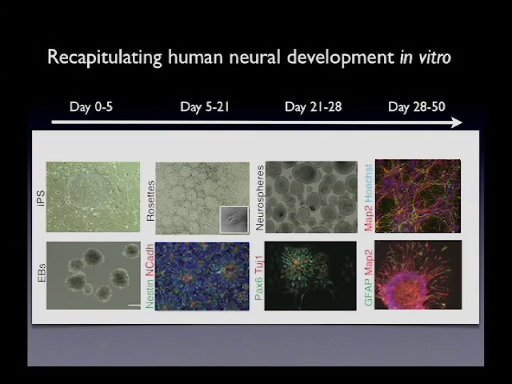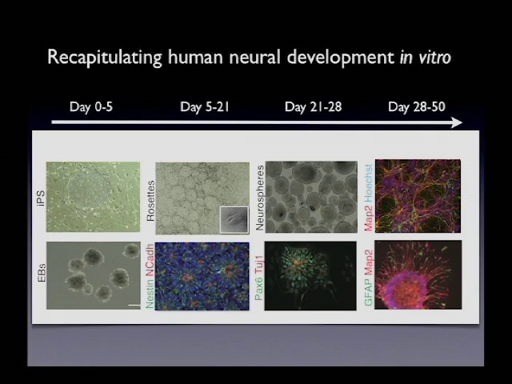But we basically start with these induced pluripotent stem cells, and then we generate these things called embryoid bodies. And these have, in fact, the three embryonic layers, so ectoderm, mesoderm, and endoderm. We can take these, and if we put them under the right sets of conditions and the right surface, they start forming these little round things, these little tubes.